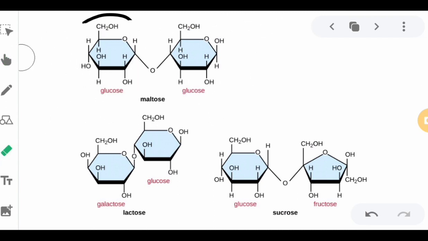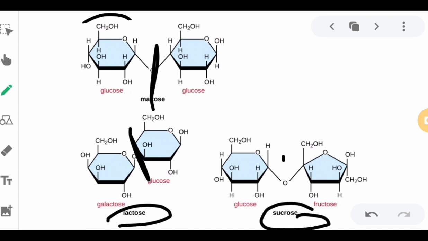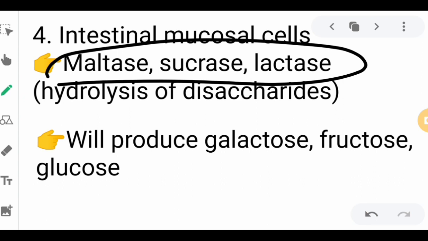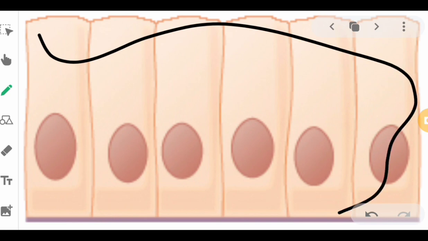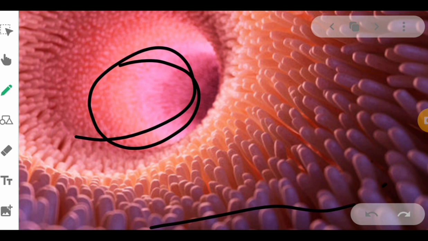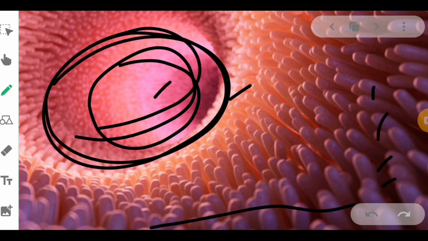For example, maltase will break down maltose into two units of glucose. Lactase will break down lactose into one galactose and one glucose. Sucrase will break down sucrose into one glucose and one fructose. That is what will happen in the intestinal mucosal cells, and these are the enzymes responsible for the breakdown of disaccharides to monosaccharides. This is the outer layer of the intestinal mucosal cells, not the villi, just the outer part.